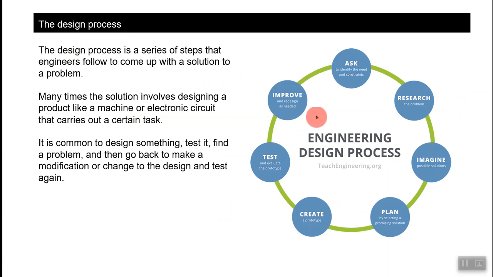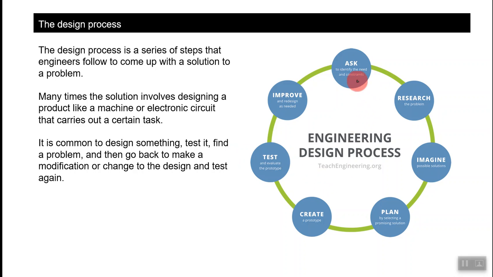And this here is a simple design process that you can follow. The design process is a series of steps that engineers follow to come up with a solution to a particular problem. Many times the solution involves designing a product like a machine or electronic circuit that carries out a certain task. It is common to design something, test it, find the problem, and then go back to make a modification or change to the design and test it again. So you get this repetition of the process.